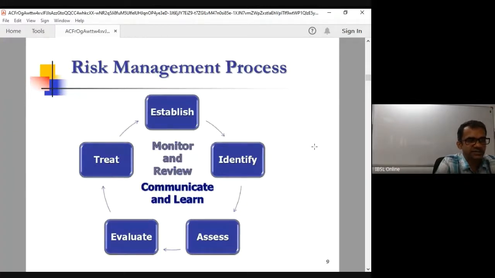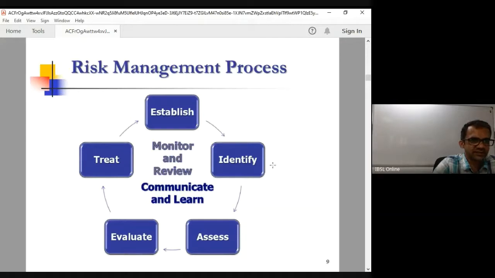In risk management, what is our focus? Are we going to manage or cover all risks that may be relevant to us, or only part of those? And what are the procedures? What is the governance structure in an organization with regard to risk management? The establishment of all these policies and procedures is covered under this step, establish.